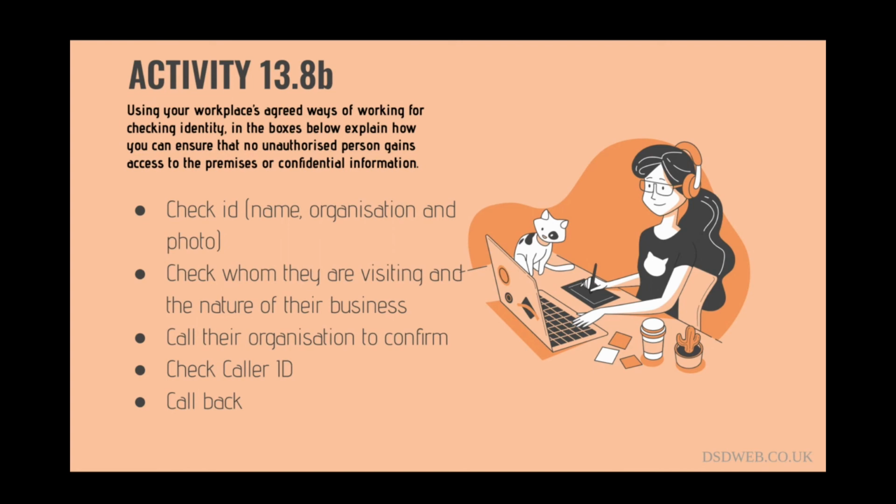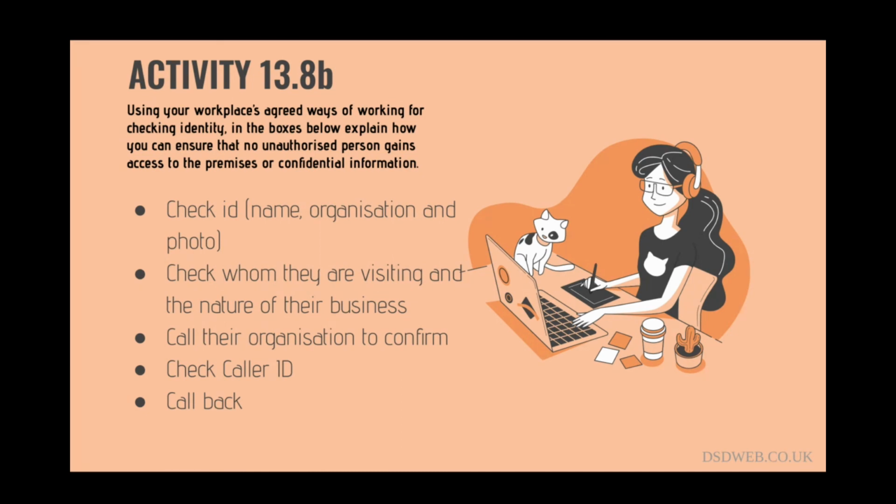We touched on this in the previous activity, so to summarise, identity checks can be performed by checking an individual's ID card. You would ensure that the photo matches their face and the name and the organisation matches what they have told you. It may be necessary to call the organisation that they work for to confirm their identity. You may also want to ask them who they are visiting and the nature of their business.